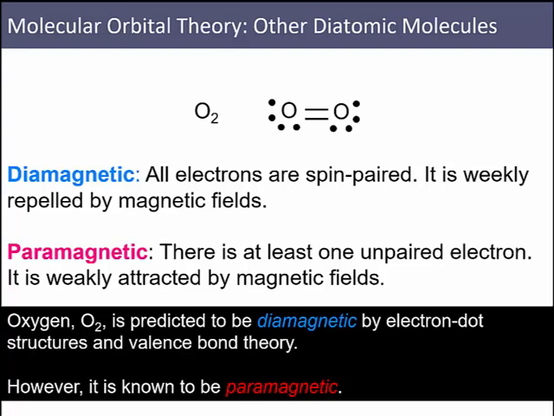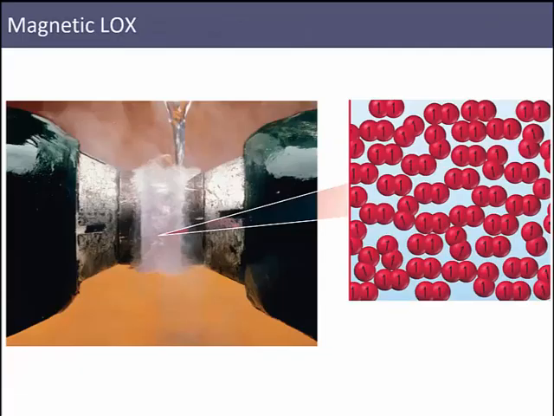Oxygen, O2, is predicted to be diamagnetic based on its electron dot structures and valence bond theory. However, experiment shows that it actually is paramagnetic. It's going to have some response in a magnetic field. It's going to be slightly attracted to a magnetic field. And you can do an experiment where you pour liquid oxygen down between some really strong magnets. These magnets are going to align those electron spins. And so valence bond theory doesn't do a good job explaining that. Lewis structure doesn't explain that. We observe this behavior, and it is explained by molecular orbital theory.